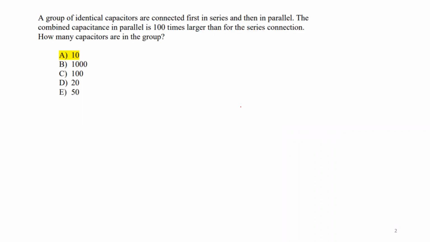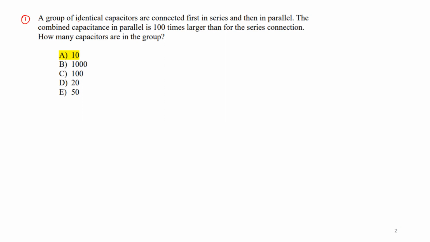Bismillahirrahmanirrahim. Assalamu alaikum. So today we will solve a recitation problem for chapter 25 about capacitors and capacitance. This is a very important chapter, as you will see. Let's start with problem number 1.